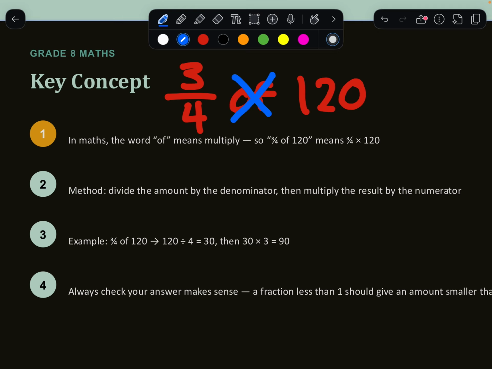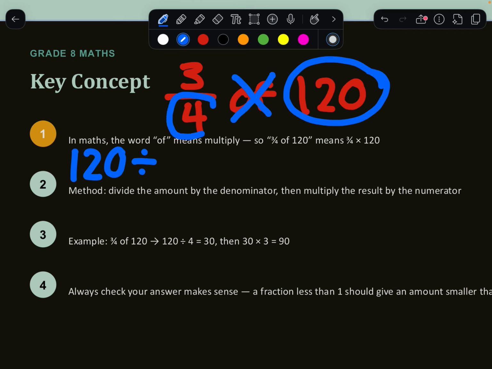And the method that you need to remember for these fractions of amounts is always, you write this big number first, so 120, you write that first. Then you divide it by the bottom number, so divide it by 4. And you times it by the top number, and that will give you your answer. So you times it by that top number.